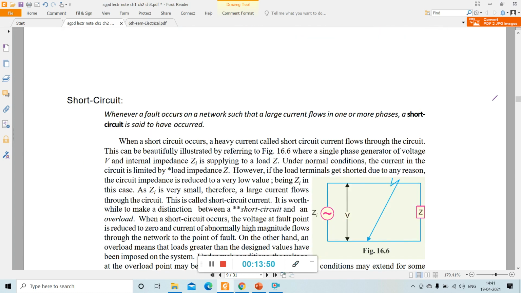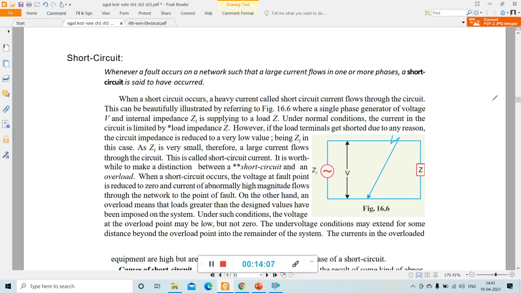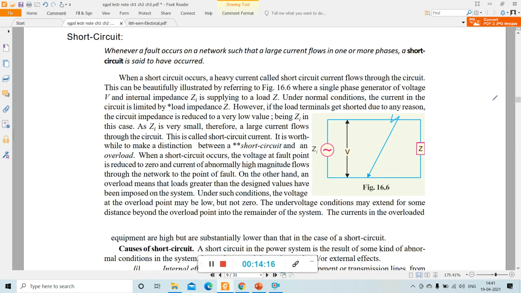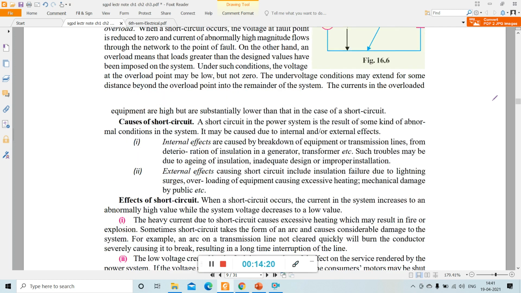Then the next part is the short circuit. What is a short circuit? Whenever a fault occurs on a network such that a large amount of current flows in one or more phases, in this situation we say that a short circuit has occurred. How does a short circuit occur, what is the current value, how does the current rise rapidly, what is the voltage value? We will discuss everything in detail. Just go through this theory part.